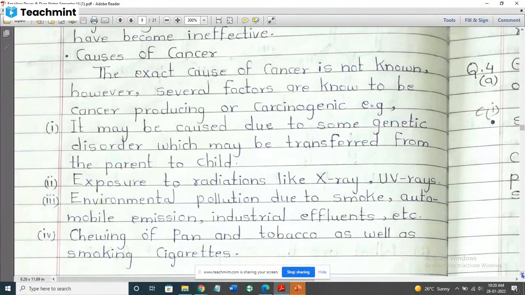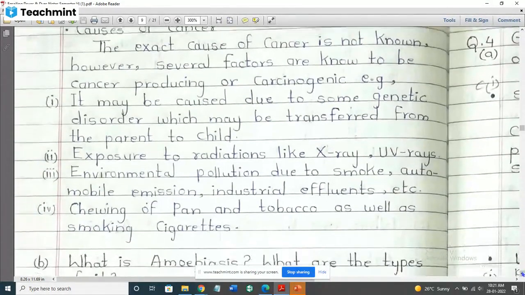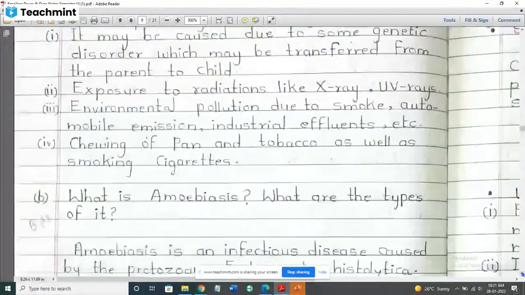For example, it may be caused by some genetic disorder which may be transferred from parent to child. Exposure to radiations like X-rays or UV rays is also responsible for cancer. Environmental pollution due to smoke or automobile emission, industrial influence, etc., chewing of pan and tobacco as well as smoking cigarettes is also responsible for cancers. So we all know the causes of cancers.